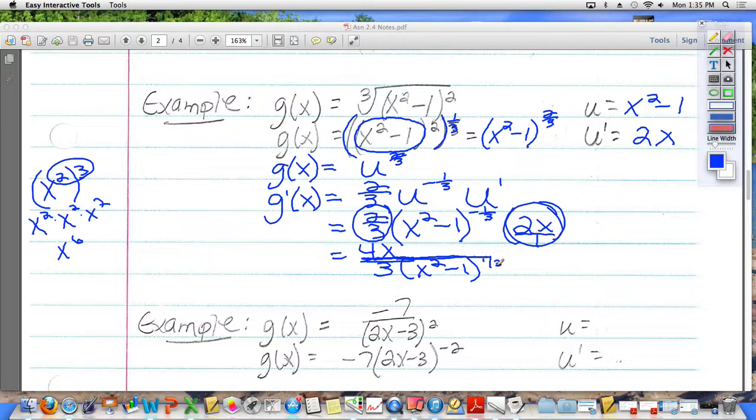Now your clue there that you could clean it up is that we had some pretty easy things to multiply. 2/3 and 2x, those will multiply nicely. And then of course you can't leave negative exponents, so that's a clue, you gotta move it to the bottom. Okay? Okay, all right.